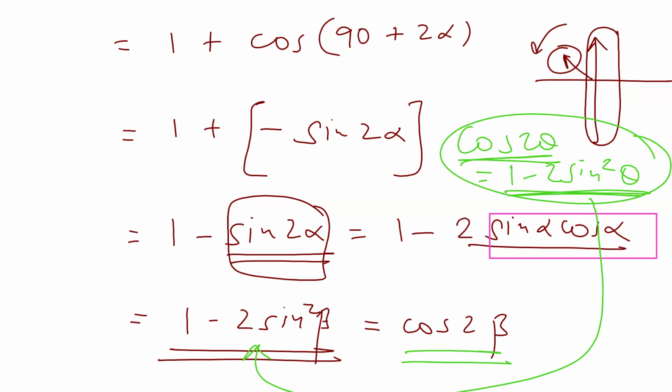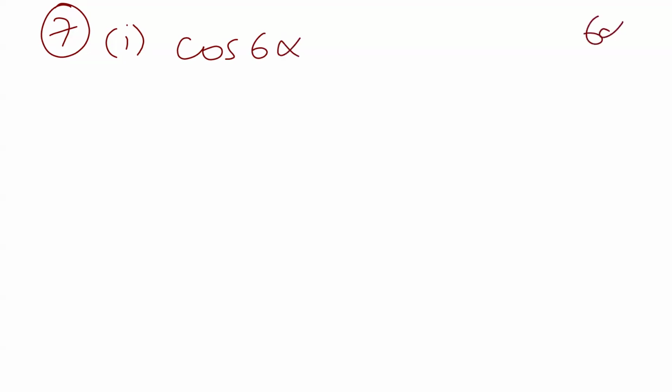Let us go to question number 7, sub question 1. We have to express cos 6 alpha in terms of cos 3 alpha. So cos 6 alpha. We have to convert 6 alpha into 3 alpha. Now 6 alpha, if we divide this by 2, then only we'll get 3 alpha, right? Whenever the angle is getting divided by 2, we make use of the half angle formula.